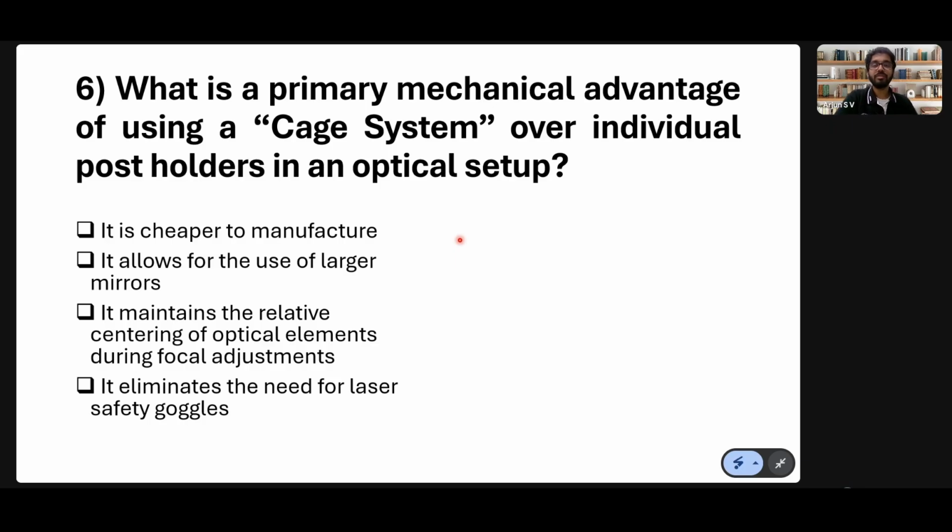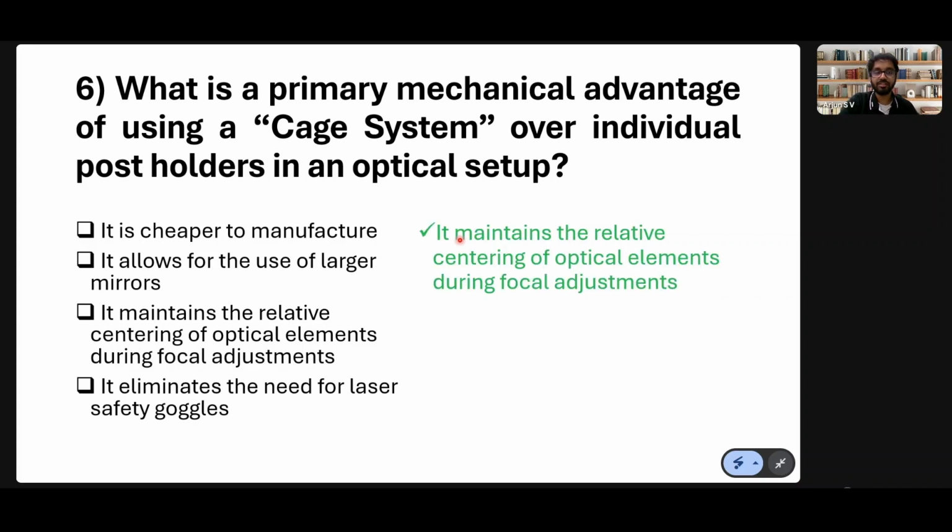What is the primary mechanical advantage of using a cage system over individual post holders in an optical setup? It's also a straightforward question. The answer is option C, which maintains the cage system actually maintains the relative centering of optical elements during focal adjustments.